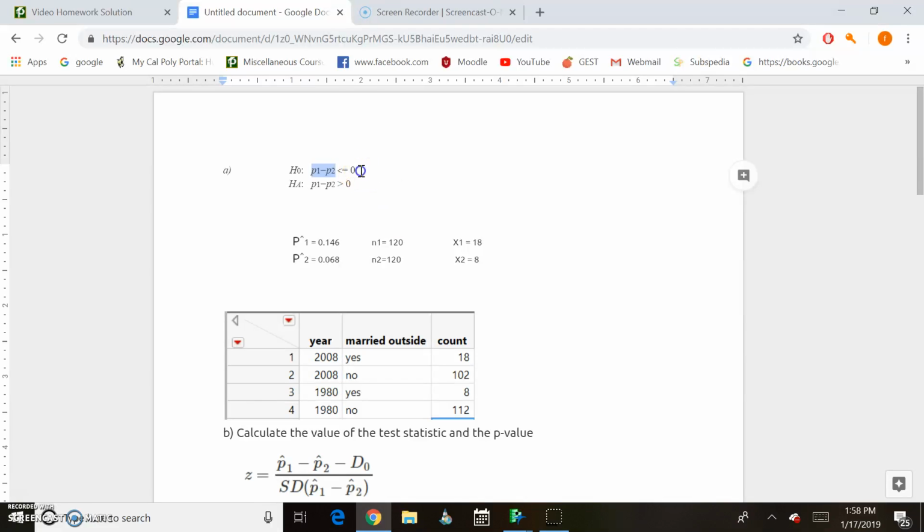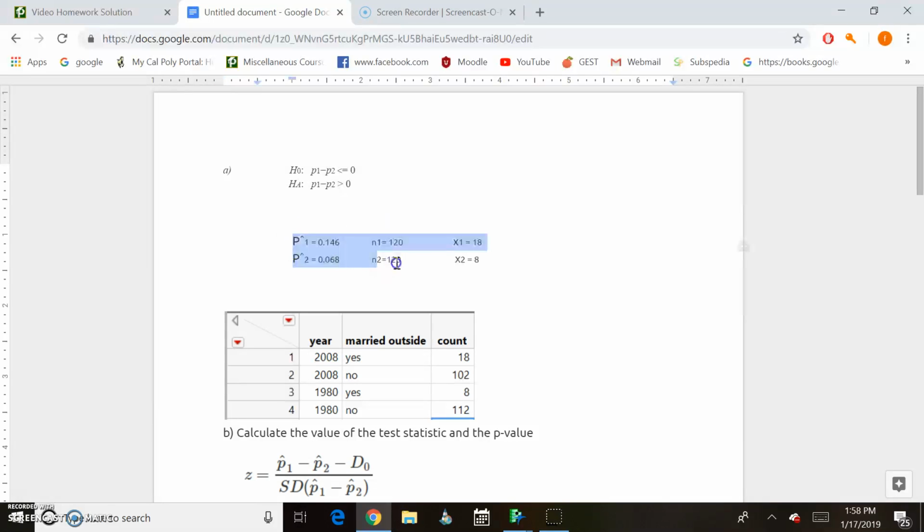So part A asks us to determine the null and the alternative hypothesis. In this case, P1 will stand for people who married outside their race in 2008, while P2 stands for people who married outside their race in 1980. So we're trying to determine whether the difference in proportion has increased, so if there's more people compared to 1980 who marry outside their race.